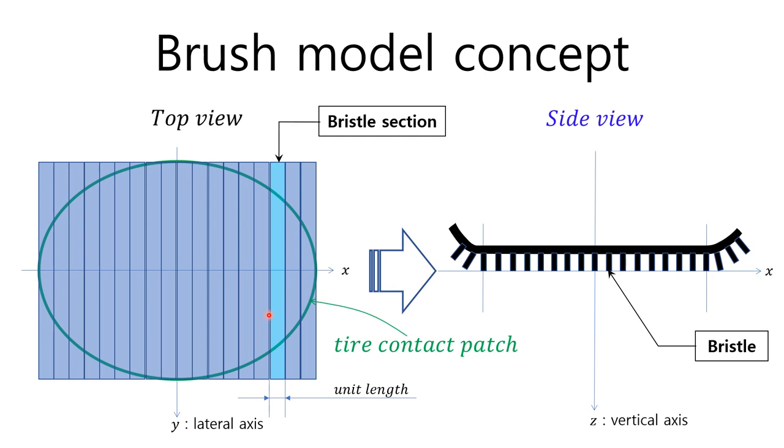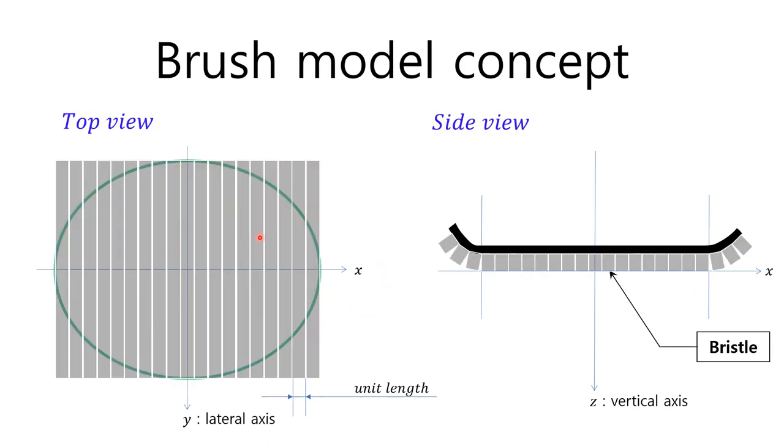We can get the forces and the moments in the tire contact patch using this tire brush model. Each bristle can represent the physical characteristics for a unit length of the total area. These bristles represent all the physical properties that occur at the tire contact patch, not only in the transverse direction but also in the longitudinal direction, or in a combination including both of them.